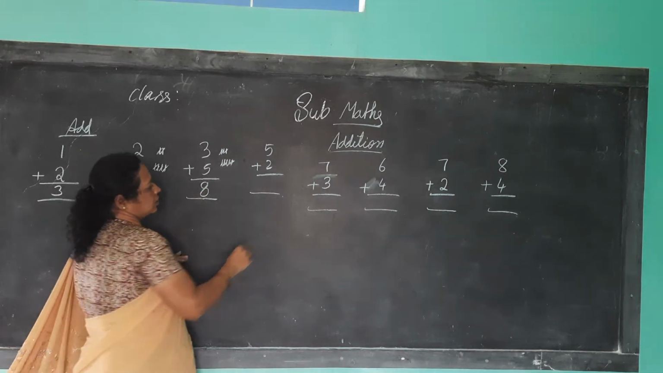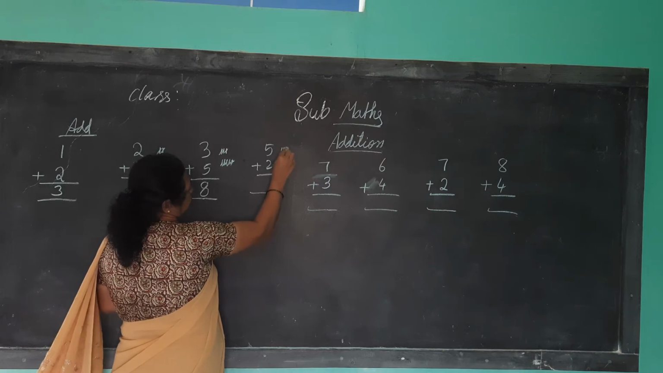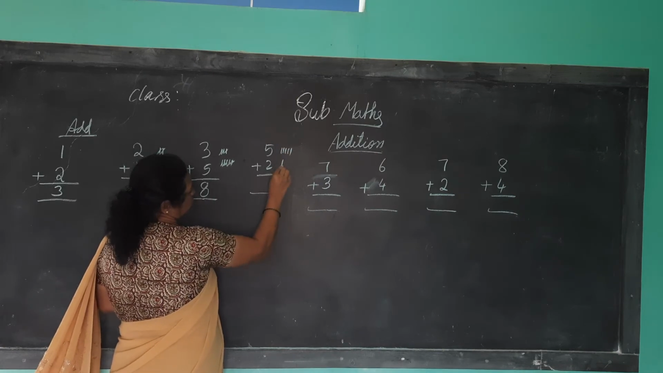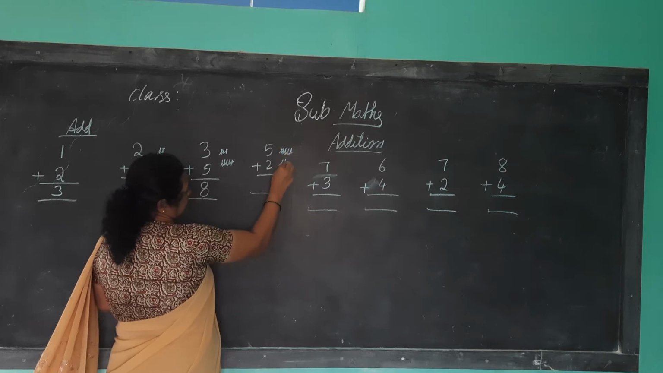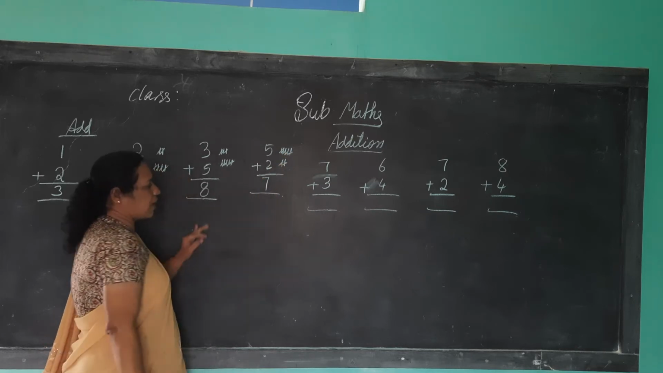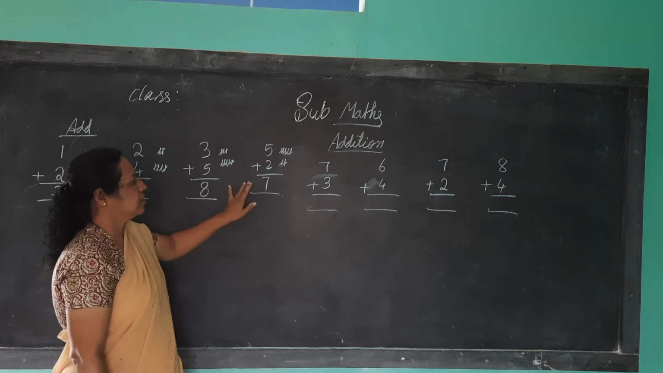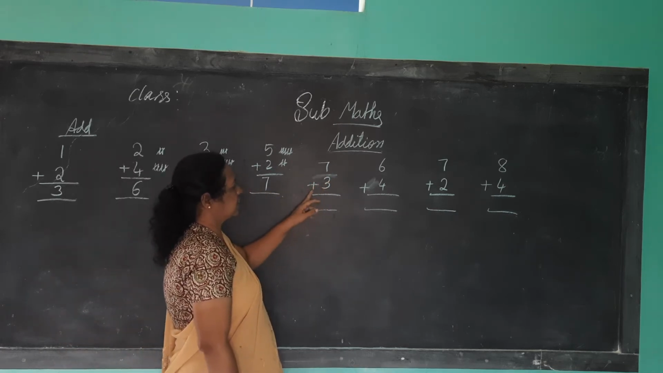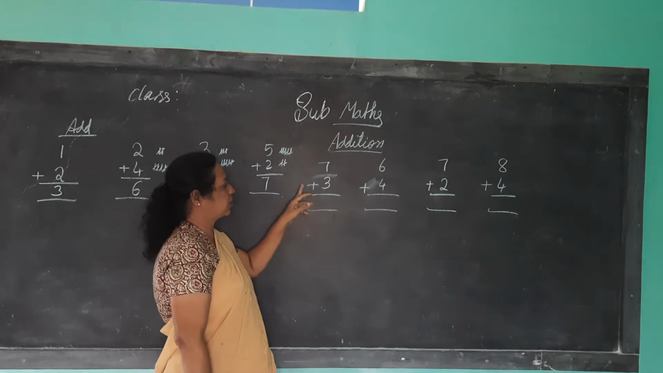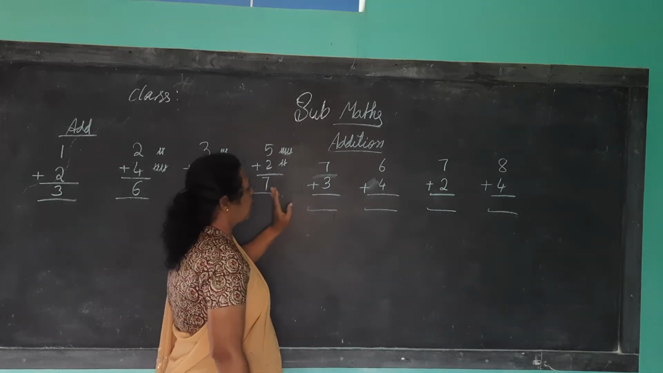8. Now here 5: 1, 2, 3, 4, 5. Here 2: 1, 2. Now count: 1, 2, 3, 4, 5, 6, 7. So 5 plus 2 is how much, children? 7. So now 7 plus 3. This is the symbol of addition. Okay, plus is the symbol of addition.